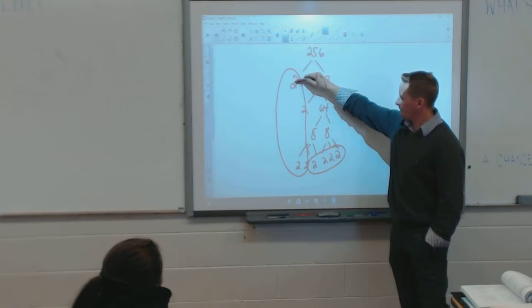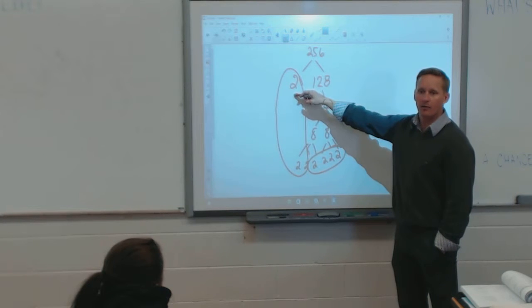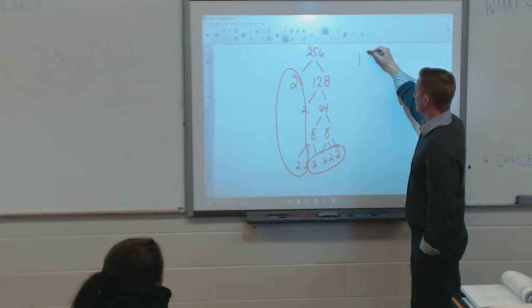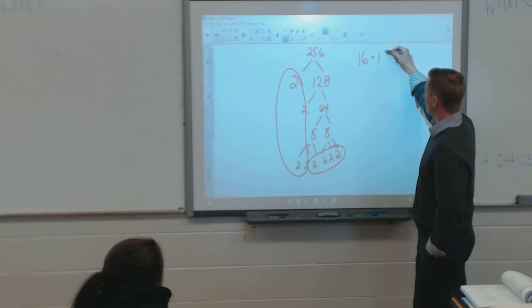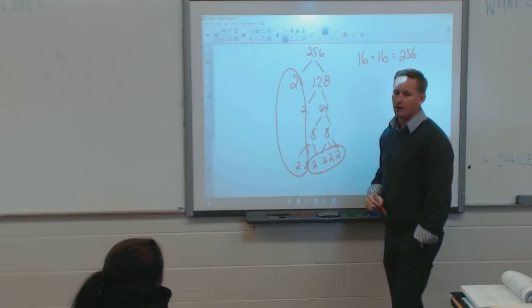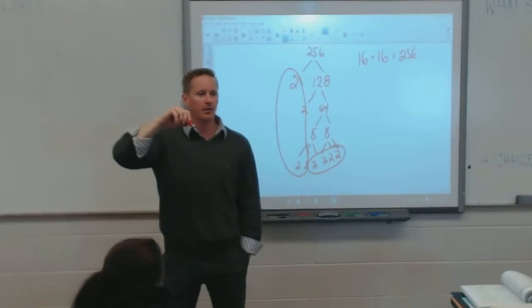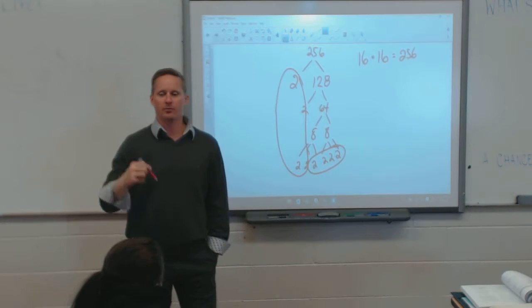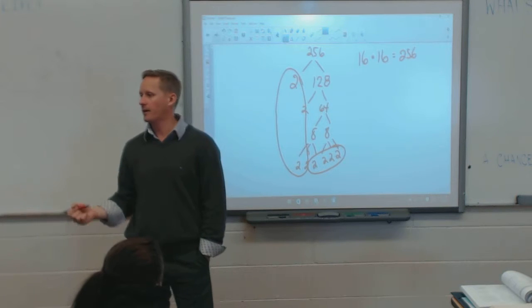So how do I know? Well, I have 2 groups of 4 2's. So that's 2 to the power of 4, which is 16. This is 2 to the power of 4, which is 16, and 16 times 16 gives me 256. This is called prime factorization. You circle the number of groups that you can create. All right? And that helps you find it.